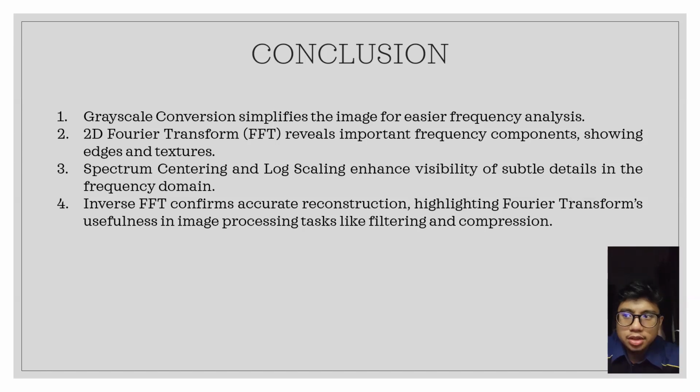In conclusion, first, grayscale conversion simplifies the image for easier frequency analysis. Second, the 2D Fourier transform reveals important frequency components showing edges and textures. Third, spectrum centering and log scaling enhance visibility of subtle details in the frequency domain. Fourth, inverse FFT confirms accurate reconstruction, highlighting the Fourier transform's usefulness in image processing tasks like filtering and compression.